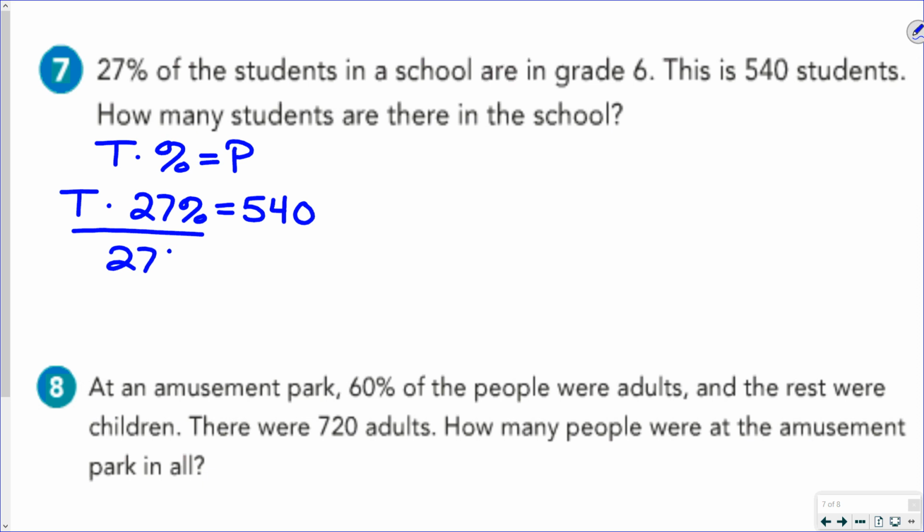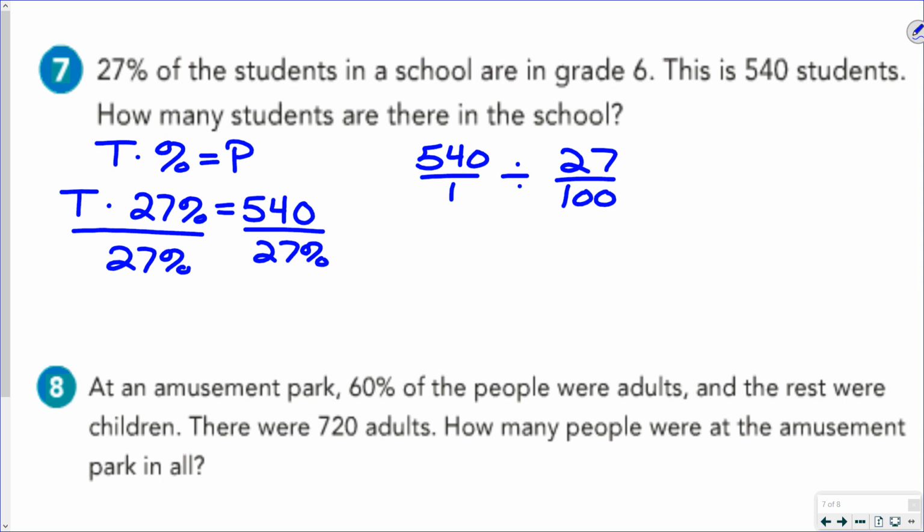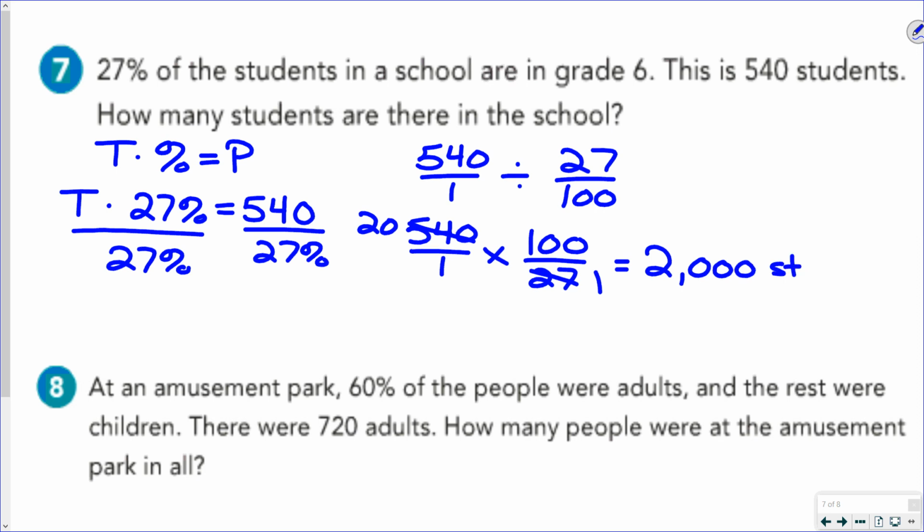So as in the previous question, we're going to divide both sides by 27%. So that would be 540 over 1 divided by 27 over 100. Keep, change, flip. 27 becomes 1. 540 becomes 20. So our answer is 2,000 students. And something you'd want to do with these questions, as I should have mentioned earlier, is make sure that your answer makes sense. If there's 540 students in 6th grade alone, would it make sense for there to be 2,000 students in the building? Yes, it would.